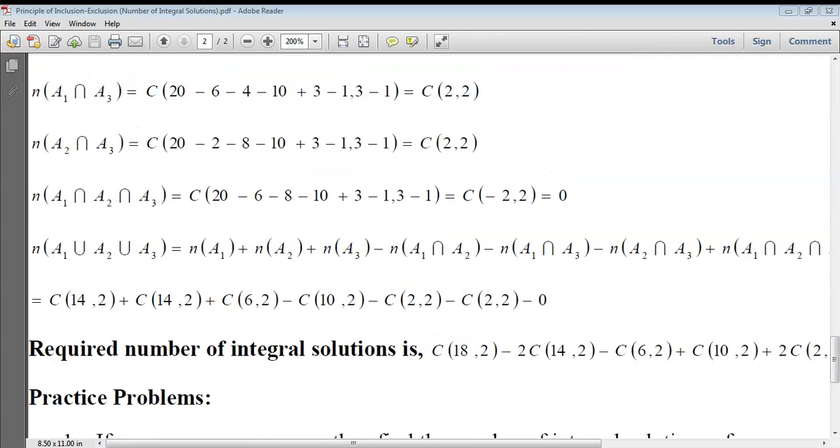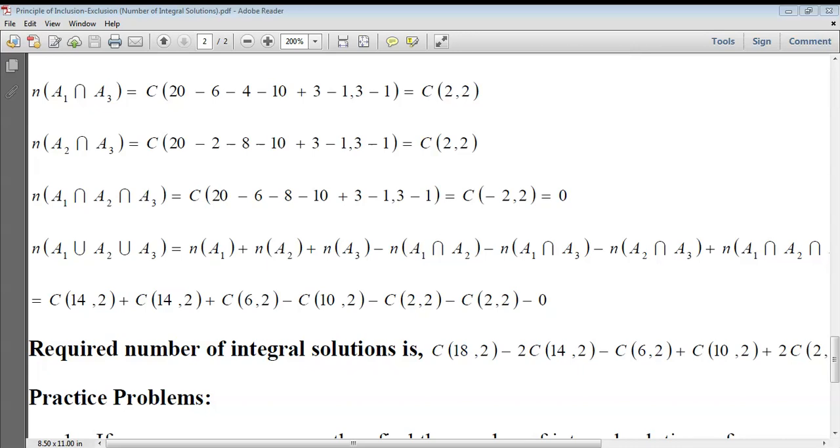So the number of solutions with respect to a2 intersection a3 will be (20 - 2 - 8 - 10 + 3 - 1) C (3 - 1), where 20 is the right hand side of x1 + x2 + x3 = 20. 2 will be the common value for x1 in both a2 and a3, and 8 will be the common value for x2 in a2 and a3, and 10 will be the common value for x3 in a2 and a3, and 3 will be the number of variables. Okay, it will be 2C2.